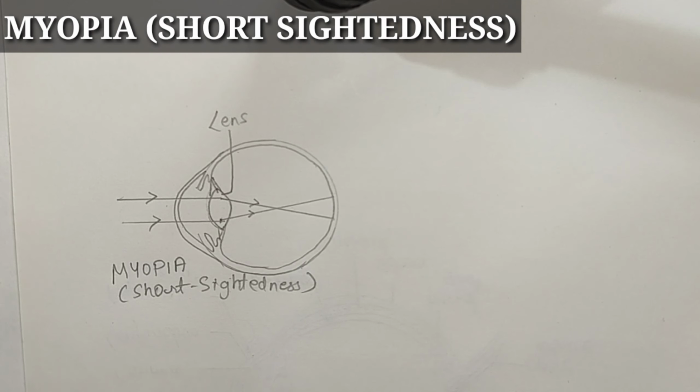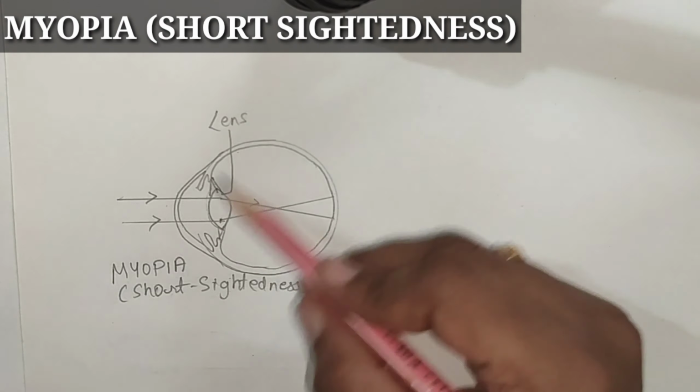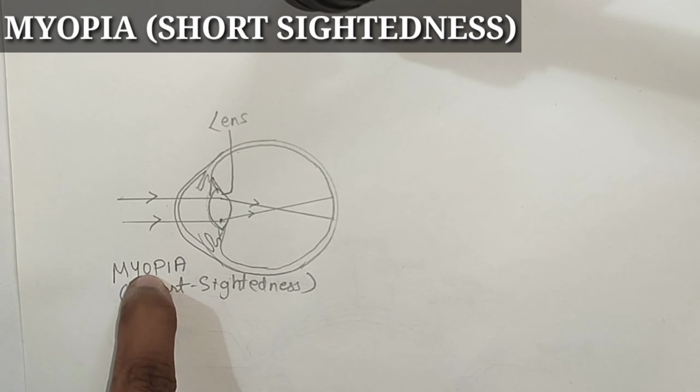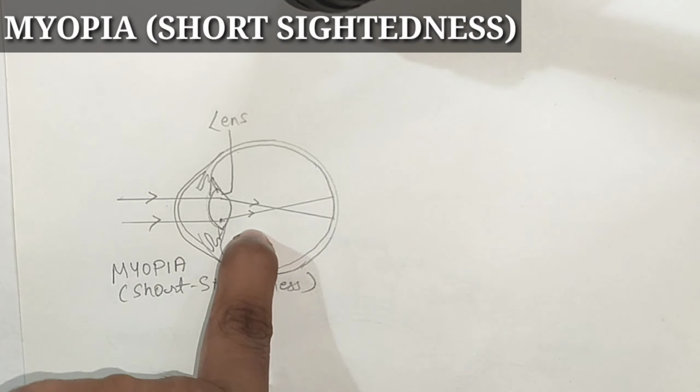This is the diagram of myopia. Now you can see how I drew the eyeball. This is how you are going to draw the eyeball. It is not necessary for you to draw all the three layers, that is sclera, choroid and retina. Actually this will come to identify. How will you identify what this particular defect is?